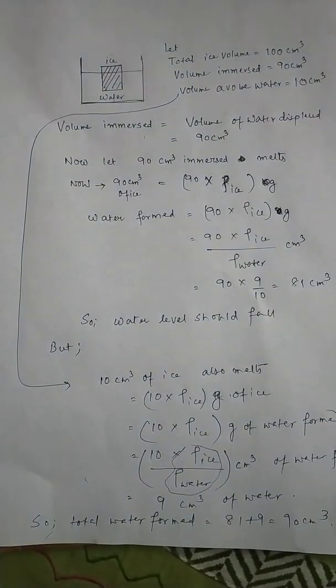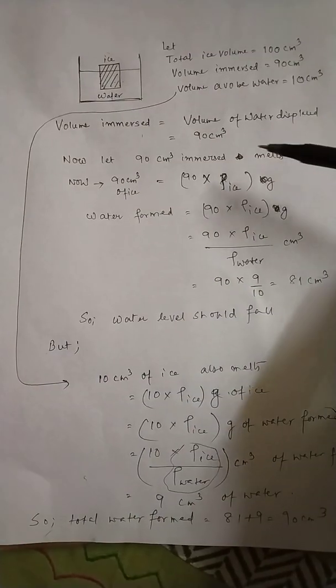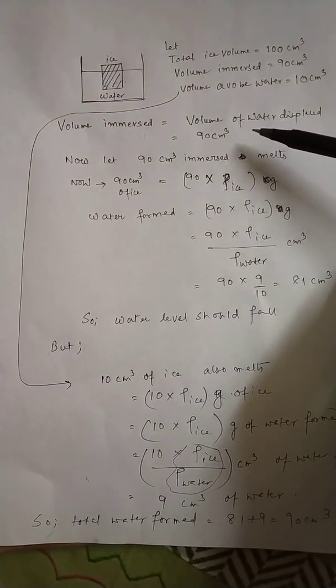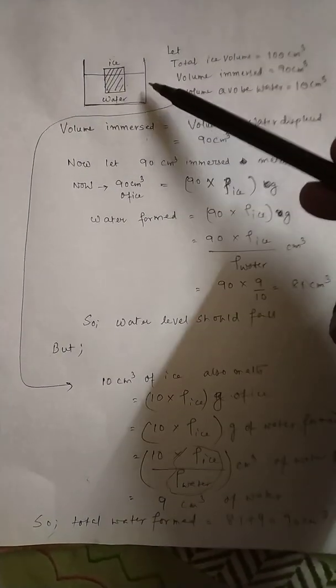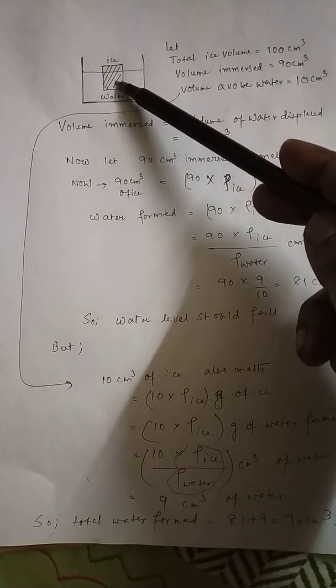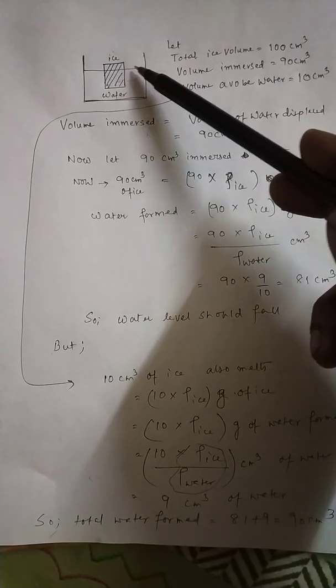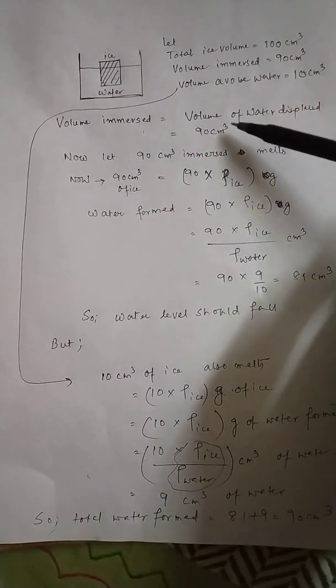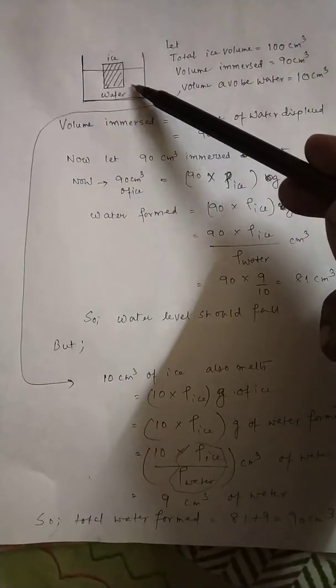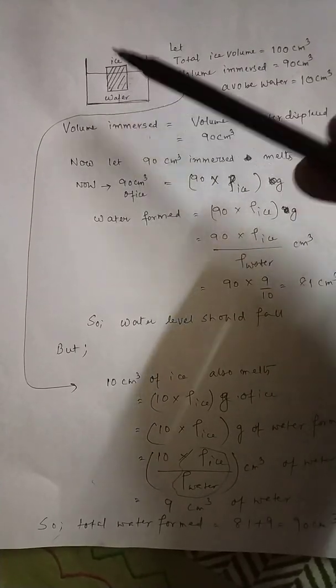So what will be the volume of water displaced? Same, right? 90 centimeter cube. So 90 centimeter cube of water has been displaced by this ice at this moment. So whatever amount of water you can see is at this moment 90 centimeter cube more than the actual level of water due to the ice cube put into it.